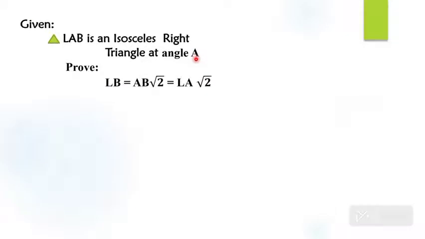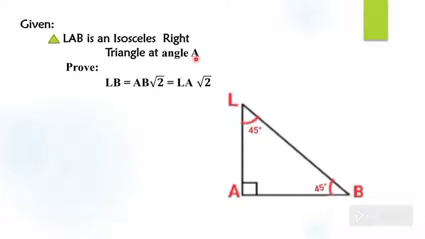We have here the given: triangle LAB is an isosceles right triangle at angle A. Since we have proved that the theorem is true in all isosceles right triangles, here we have the representation of the isosceles right triangle, where LA is x, AB is x, and our hypotenuse LB is x square root of 2.